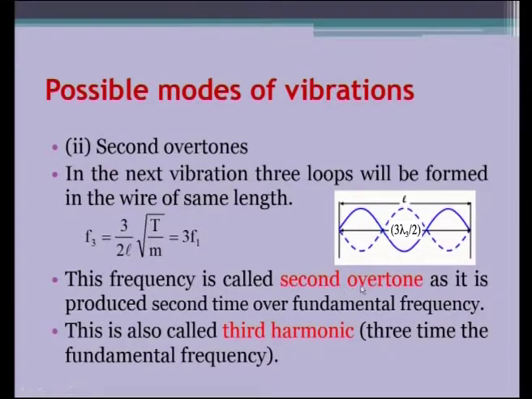This frequency is called the second overtone as it is produced second time over the fundamental frequency, and this is the frequency 3 times that of fundamental. So, it is called the third harmonic, and it goes on and on as the number of loops increases. And what is the conclusion we arrive at? What is the relation between the overtone and harmonic frequencies? Let us generalize the relation between the two as far as a stretched wire or stretched string is concerned. This is the conclusion.